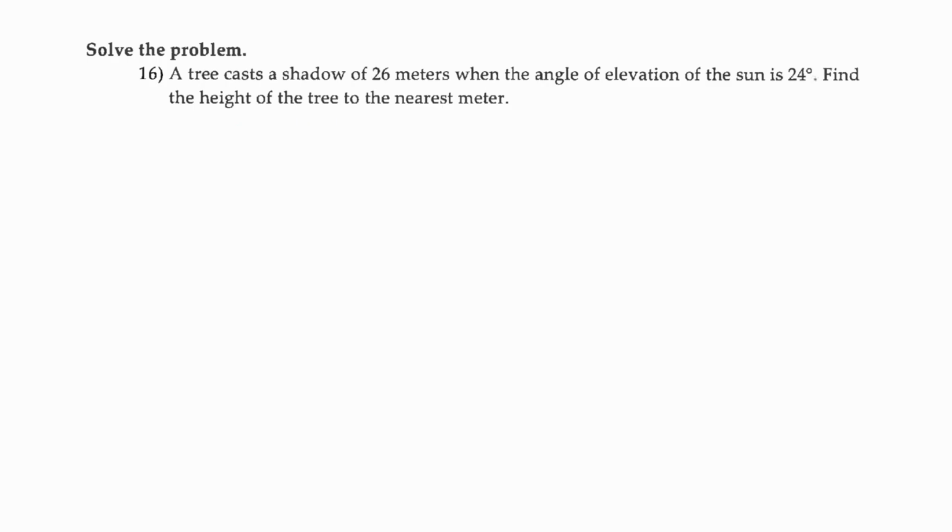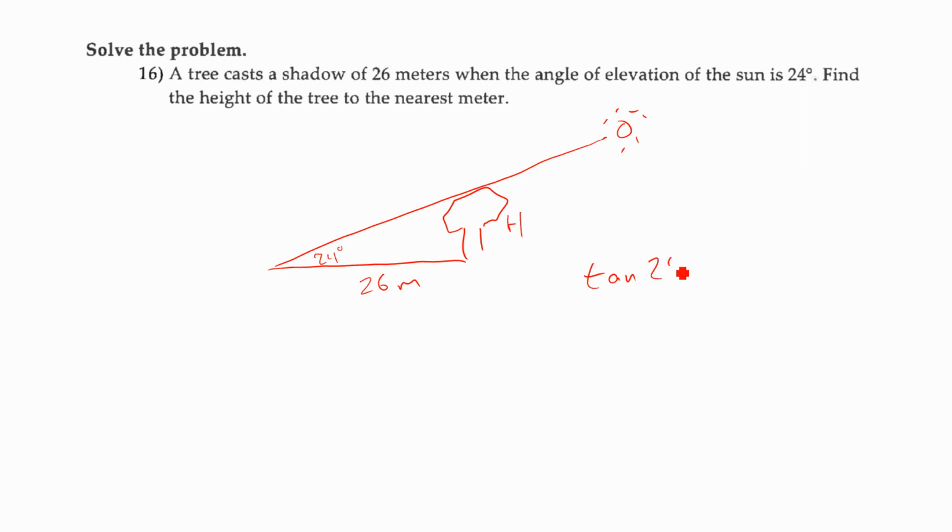Okay, tree casts a shadow of 26 meters. Let's build a tree. Okay, we've got our sun. And that casts a shadow of 26 meters with an angle of elevation of 24 degrees. And we want to find the height of the tree. So we're going to say the tangent of 24 degrees is equal to height divided by 26. And we're going to multiply 26 times tangent of 24 to get the height of that tree.